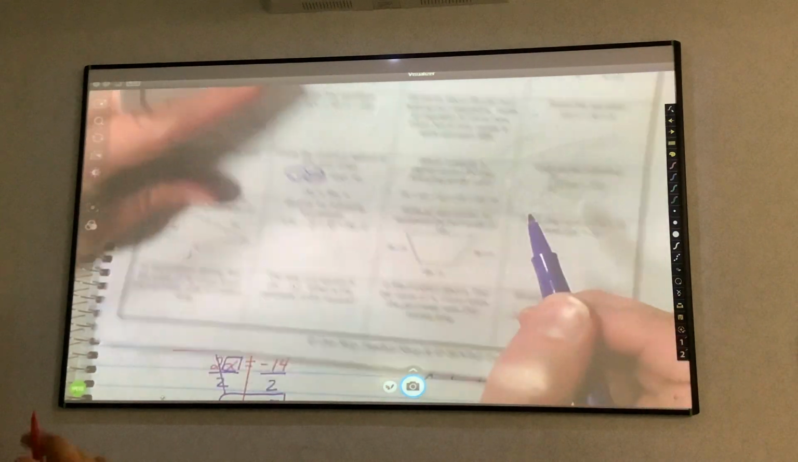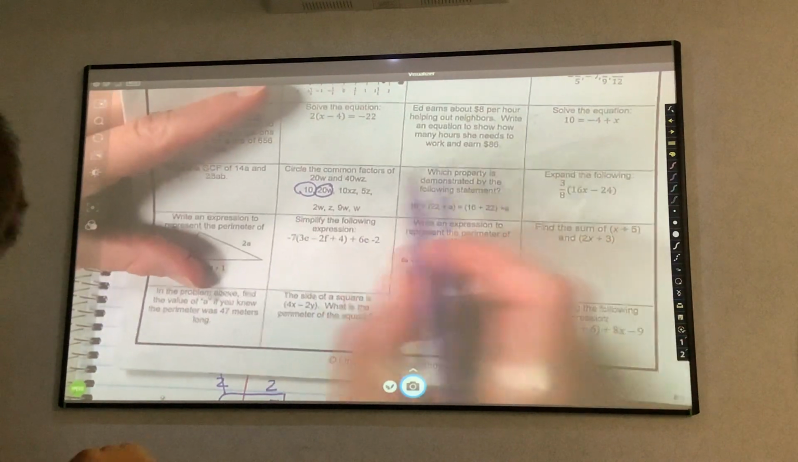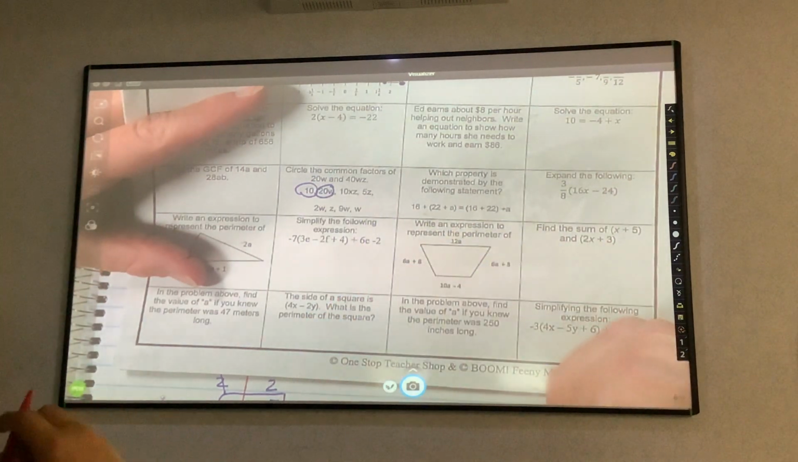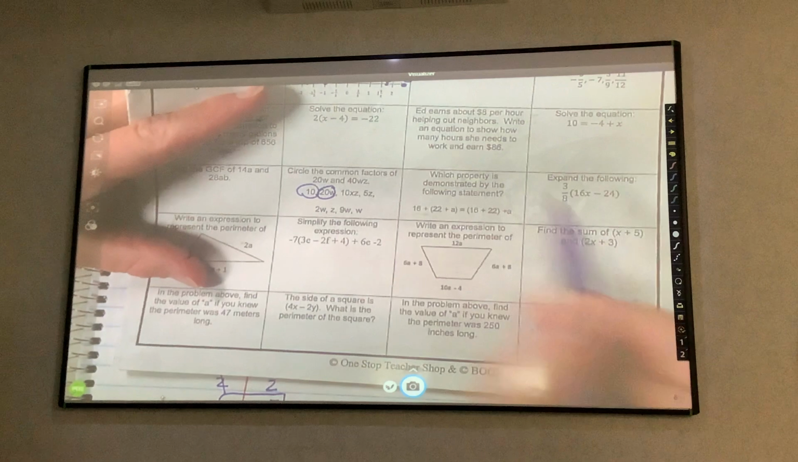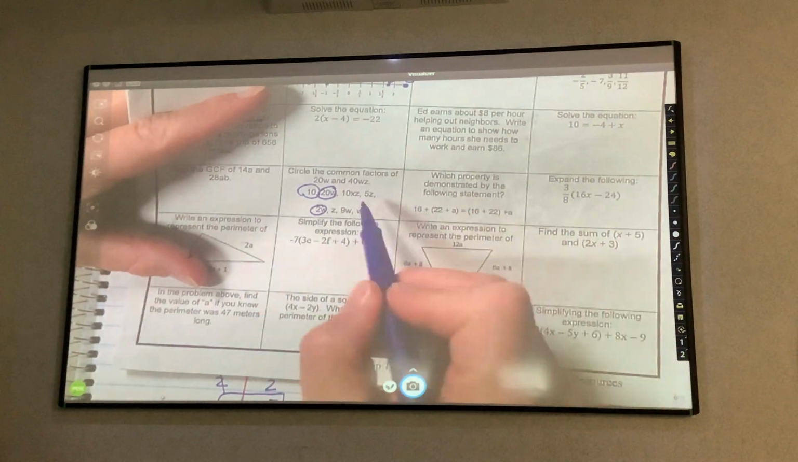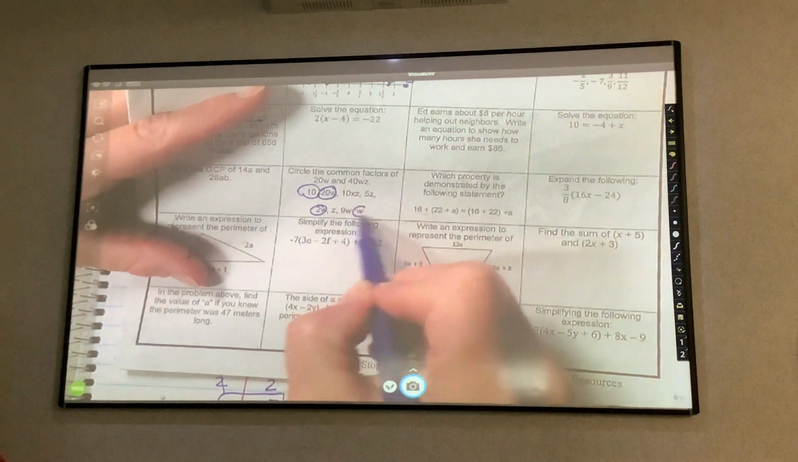10XZ? No. They don't even have an X. 5Z? Nope, they both don't have the Z. 2W? Yes. Z? W? Yes. Alright.